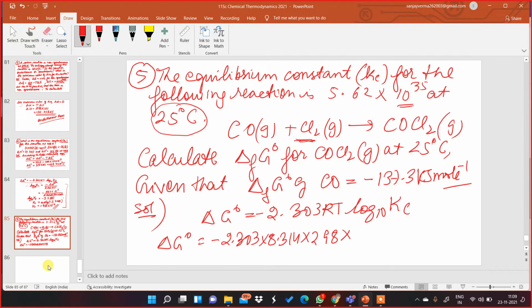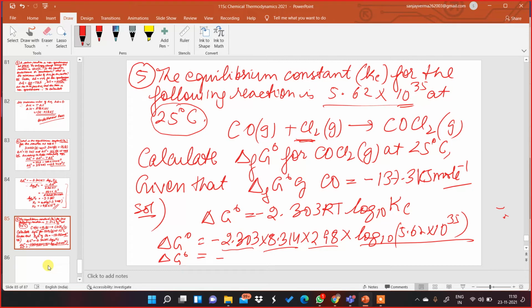298 Kelvin into log to the base 10 of the Kc value, which is given as 5.62 into 10 to the power of 35. Upon simplification using a scientific calculator, first get the log of this one and multiply it by 298, 8.314 and 2.303. If I simplify it, I will get the free energy change for this reaction as minus 203.98 kilojoules per mole. Okay, that is the value of delta G naught.